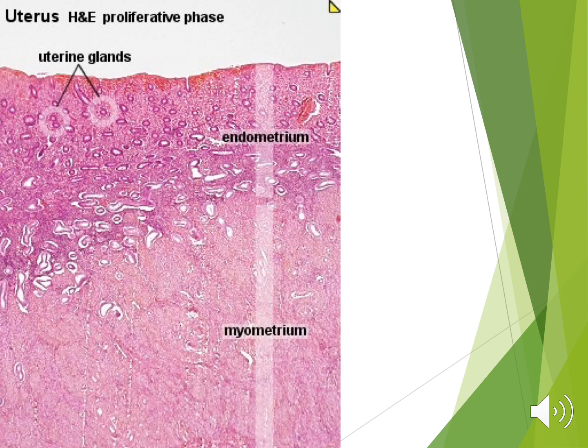The endometrium has two layers. The most superficial one is the functional endometrium. This is the layer that undergoes changes during the menstrual cycle. The deeper half is the basalis layer, and this is not as responsive to hormonal changes as the superficial or the functional layer is.